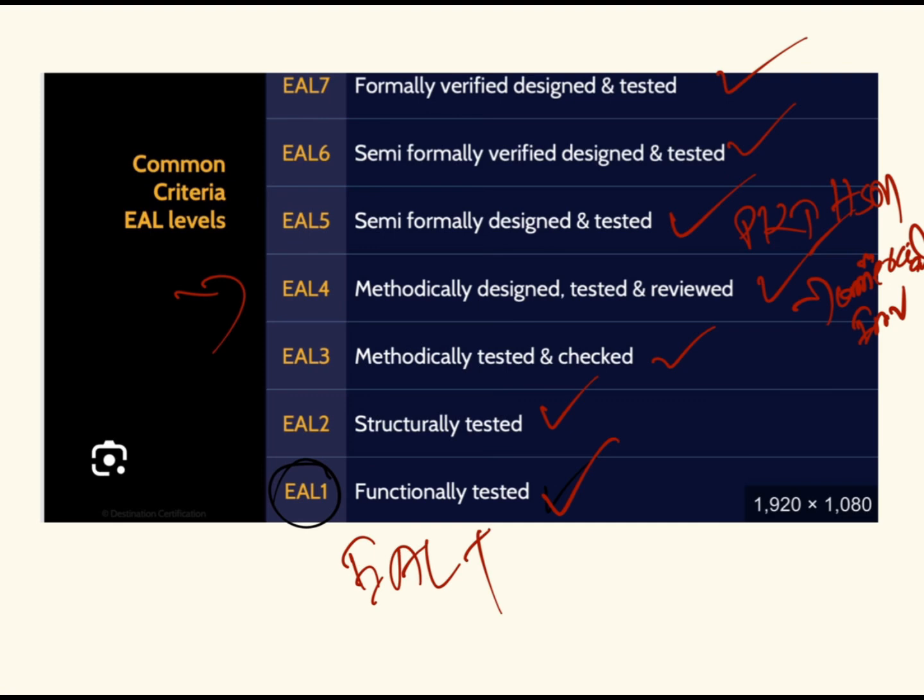So that's it about common criteria. We need to keep in mind all these steps.